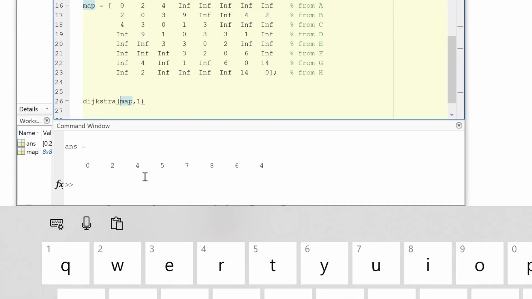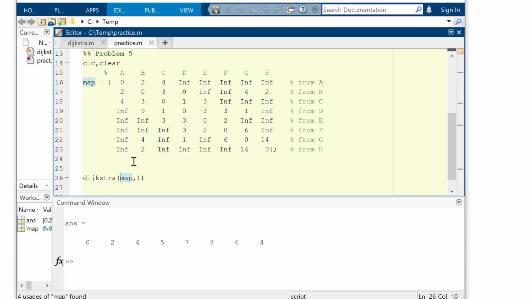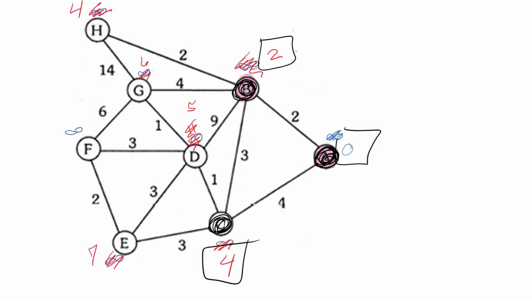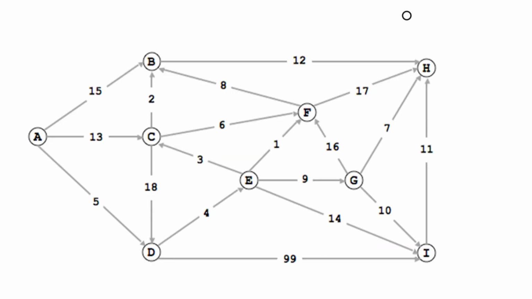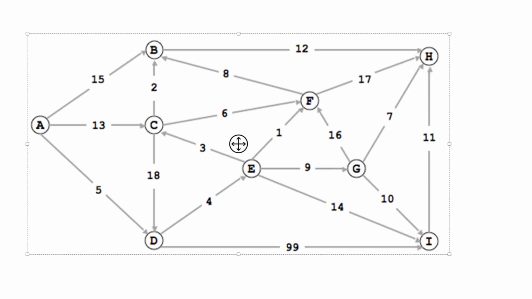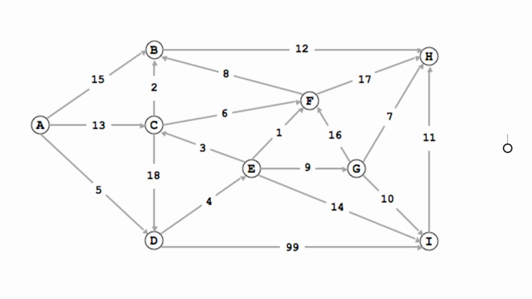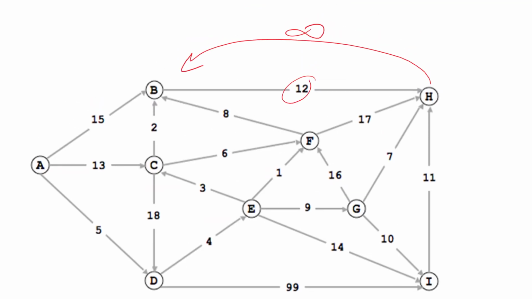So instead of going map and 1, come back here, you would do map and 8. All right. Let's see, what else do we got? This one here is a little bit harder because look, these are not bidirectional. So the cost to go from B to H is 12, but the cost to go from H to B is actually infinity.